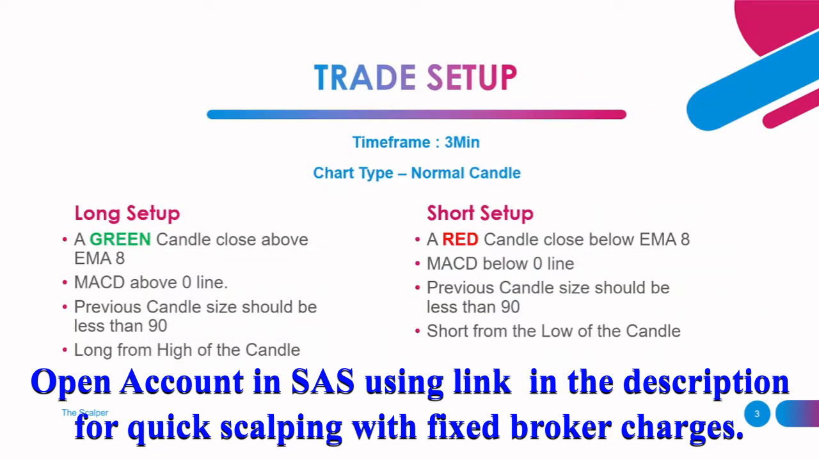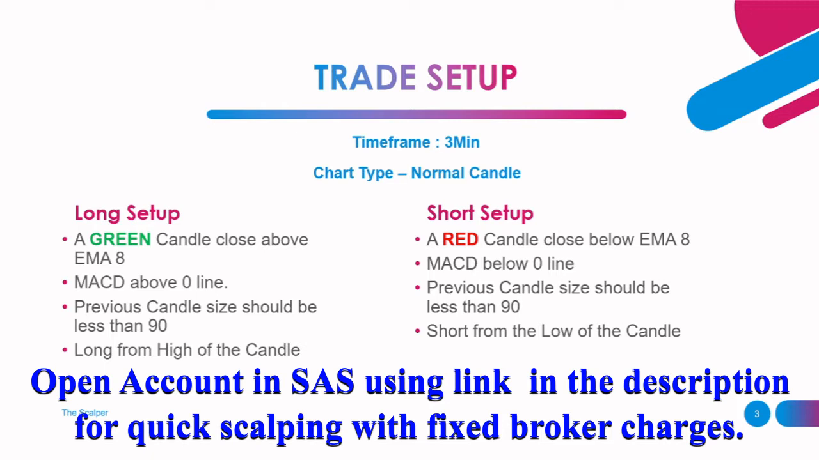So now what is the trade setup here? The time frame we will be using is 3 minute. Chart type is the normal candlestick. In the long setup, we need a green candle which closes above exponential moving average 8, and the condition is MACD should be above the zero line, and the previous candle size should be less than 90 or 80, not exactly 90, but the basic funda is it should be a small candle, not a very large candle.